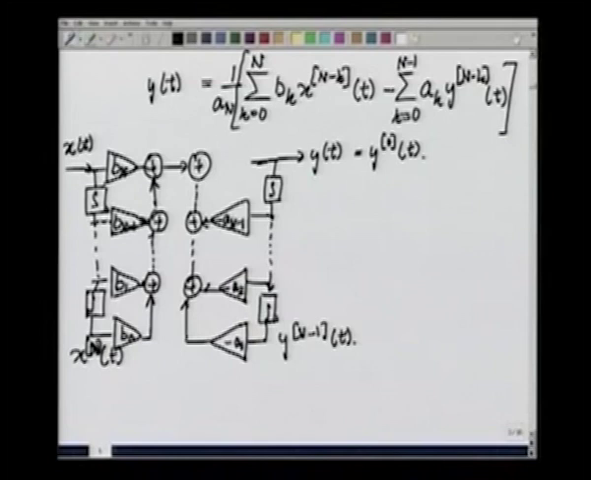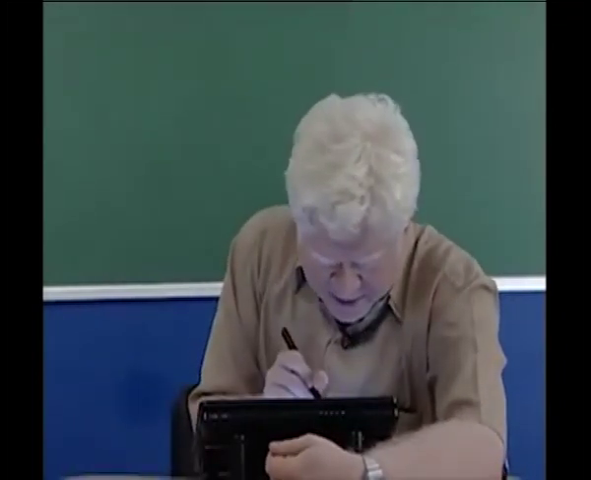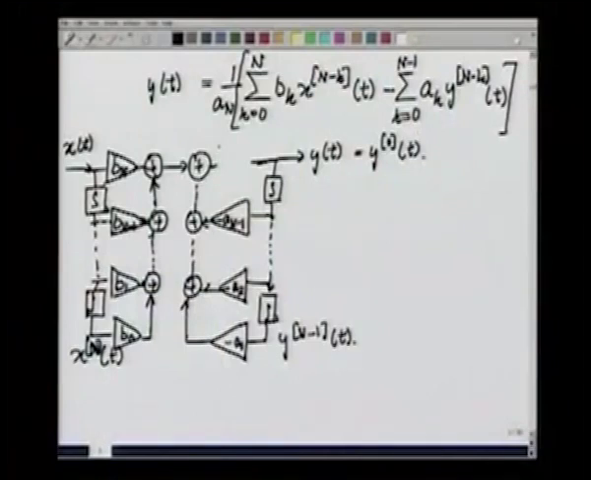Now, at this sum you have practically everything that should equal y(t) except for the scale factor, and that scale factor as we know is 1 by a_n, or a_n to the minus 1. This gives us the direct form 1 implementation.